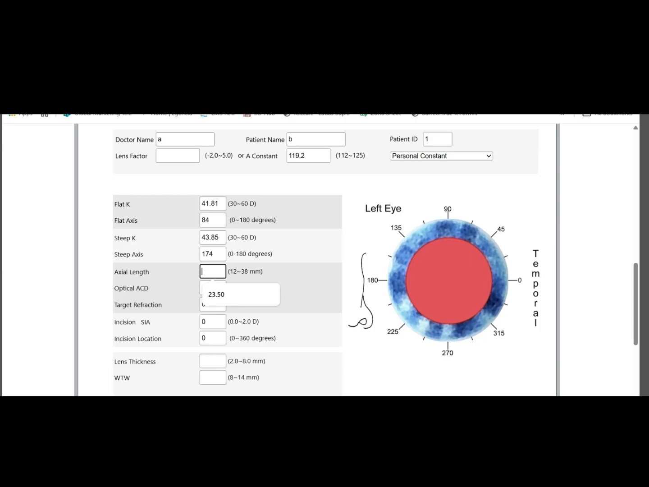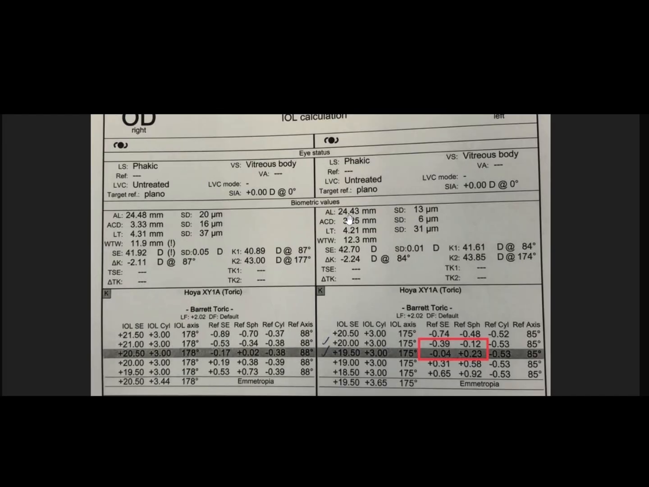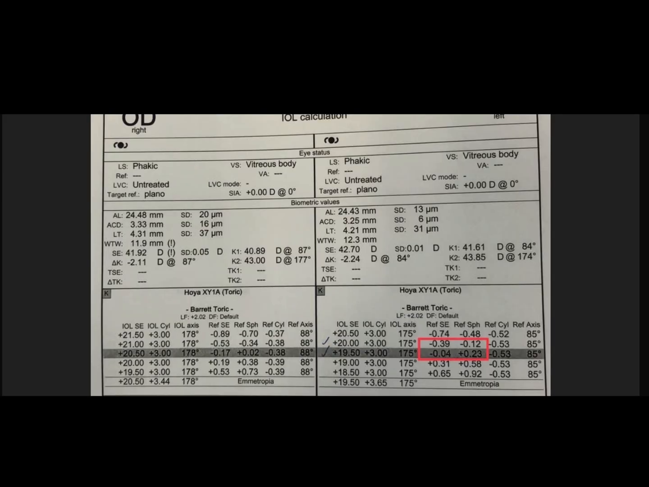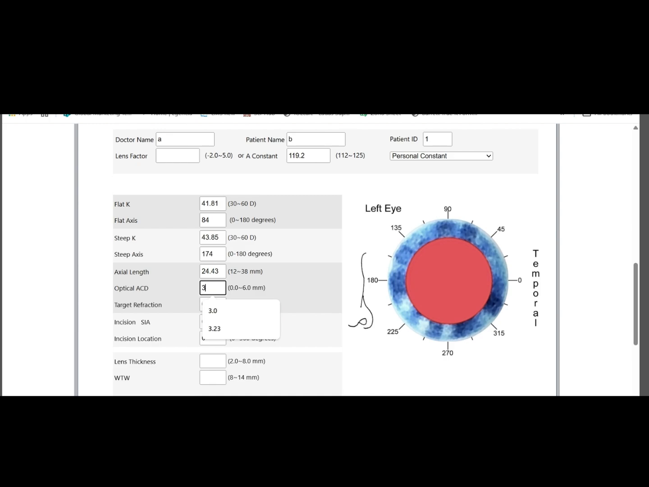Let us refer to the biometry chart. The axial length is 24.43, the lens thickness is 4.21, and the ACD is 3.25. So 24.43 is the axial length, the ACD is 3.25, and then the target refraction.